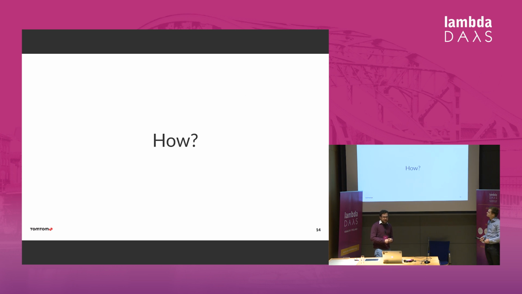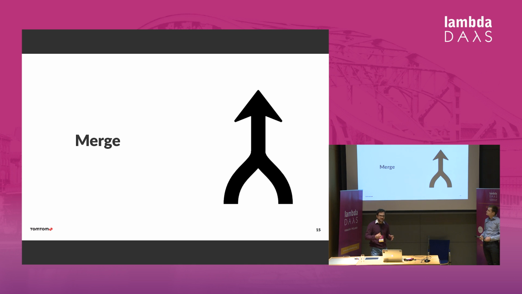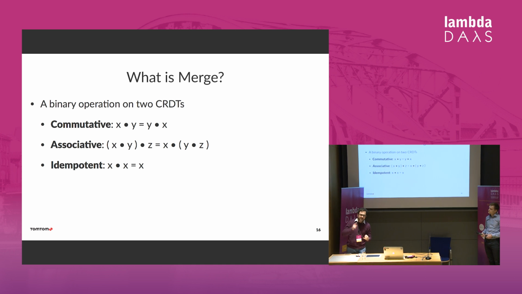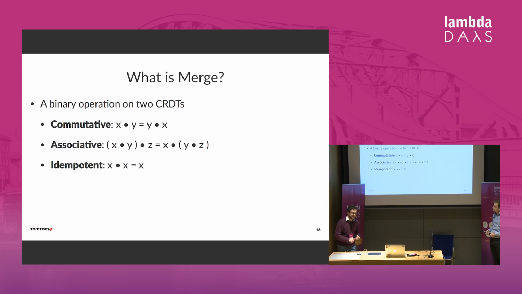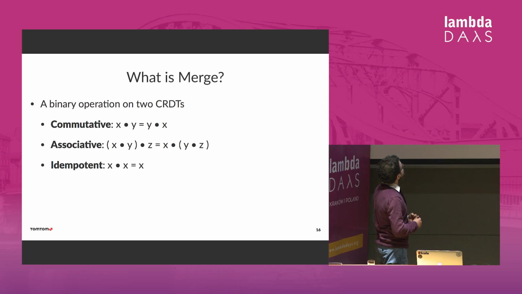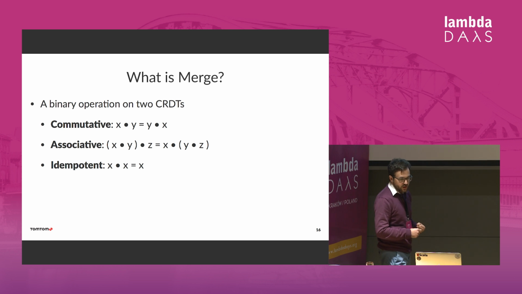How does it do that? The main ingredient of these benefits is something called merge. Merge is a part of the CRDT algebra. What is merge? Merge is a binary operation on two CRDTs having these characteristics. So merge must be commutative, must be associative, and must be idempotent. And it's really clear what those are.